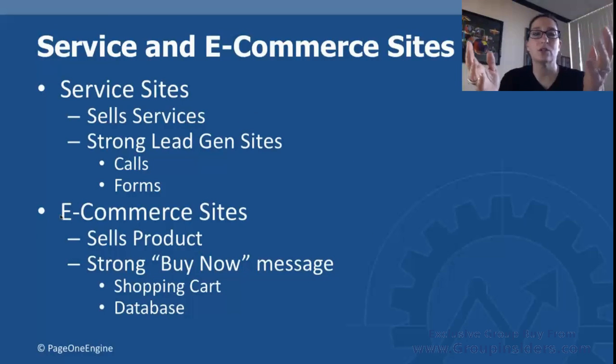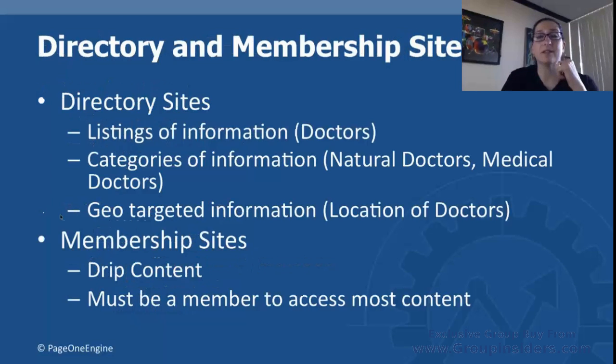An agency would sell services. They want to get leads to help people build websites. They want to have leads to help people SEO their site. Another type of service site might be a plumber whose whole goal is to fill out a form or call us now. Or an e-commerce site, they sell products. An Amazon, like I said before, a Best Buy. Their whole message is buy now, go to the cart, and they're developing databases.